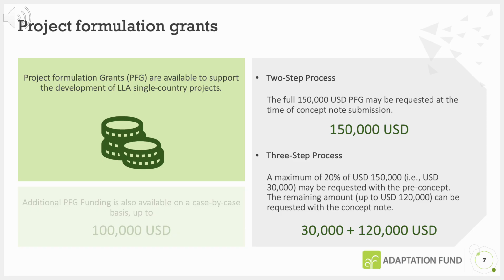Additional PFG funding is also available on a case-by-case basis. Recognizing the need for greater upfront support to enable the effective involvement of local actors, an additional PFG of up to $100,000 may be requested at either the pre-concept or concept stage. This is evaluated on a case-by-case basis based on the justification provided.